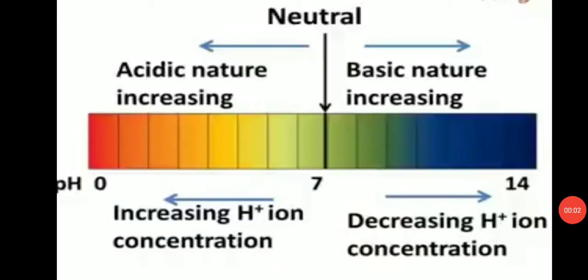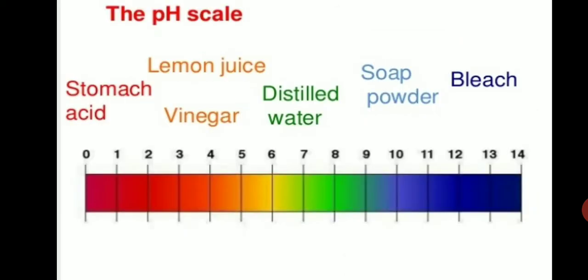So as I mentioned, as we move from here to here, acid character decreases. As we move from here to here, basic character increases. What is the reason behind it? We said that pH means the power of hydrogen ion. So hydrogen ion decreases from here.